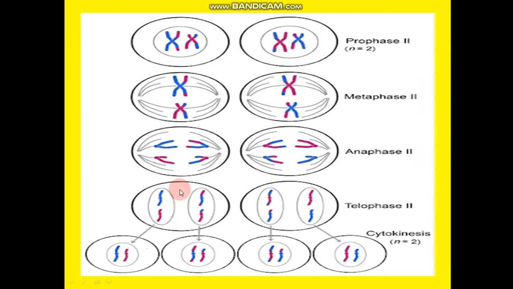Then again cytokinesis will take place, as this is a plant cell. Why is this a plant cell? Because no centrosome or centriole is visible. So in this, there will be a cell plate formation from the center to the periphery, giving rise to four daughter cells. Clear? These four daughter cells will have n number of chromosomes. That means they will be haploid in number. Clear?